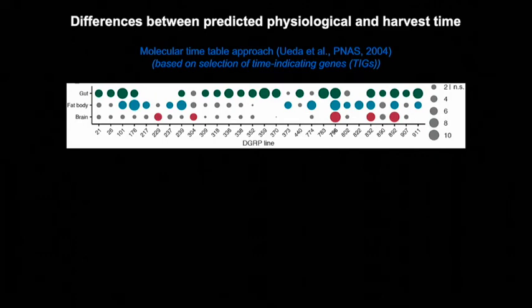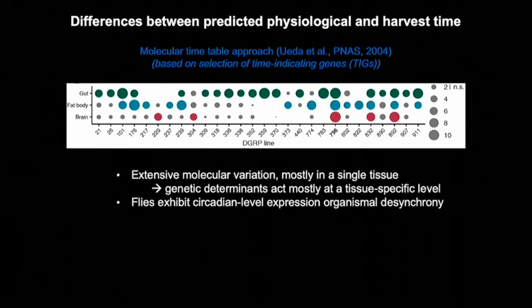And to me, this is absolutely remarkable. That means that there's extensive circadian molecular variation, but mostly in a single tissue, which means that genetic determinants act mostly at a tissue-specific level. We can discuss afterwards how this could be. Maybe these are tissue-specific regulators that act through variants that only act at a tissue level.